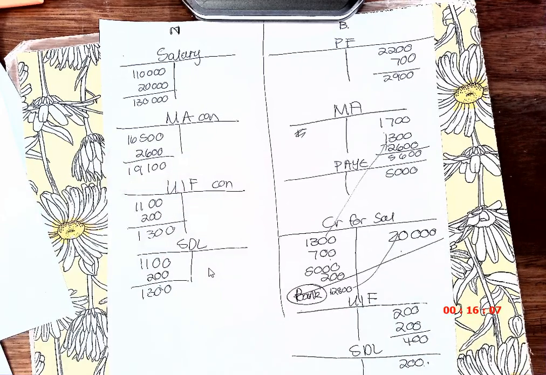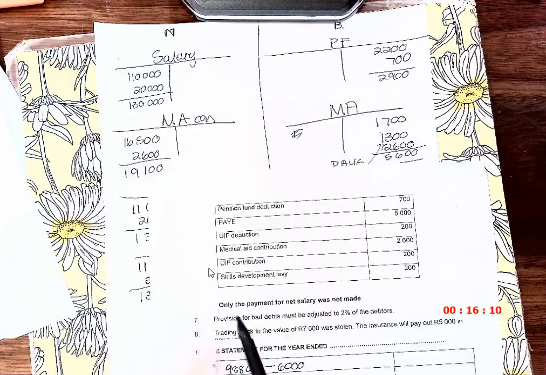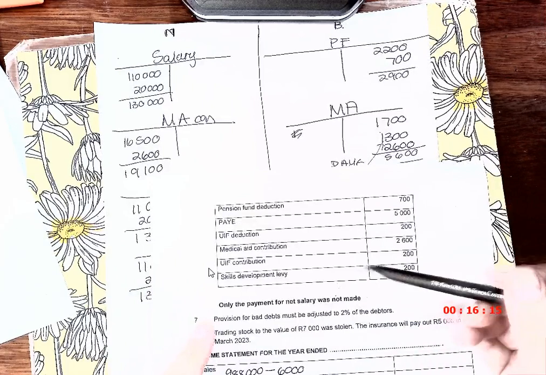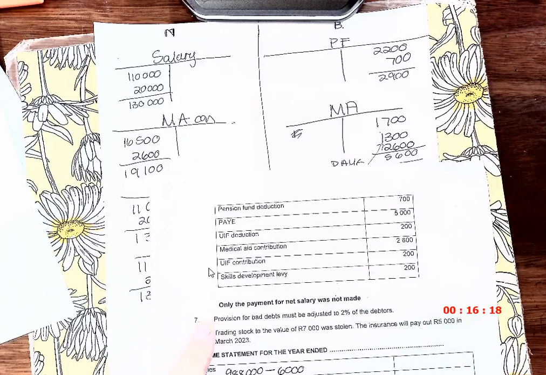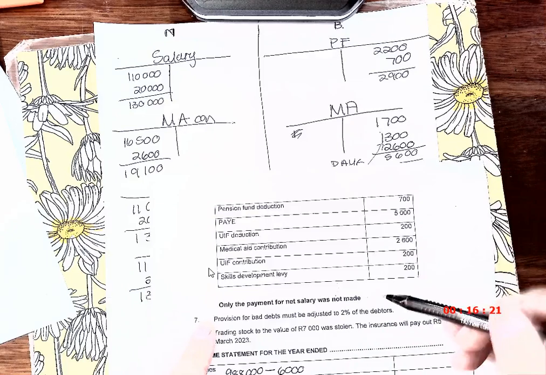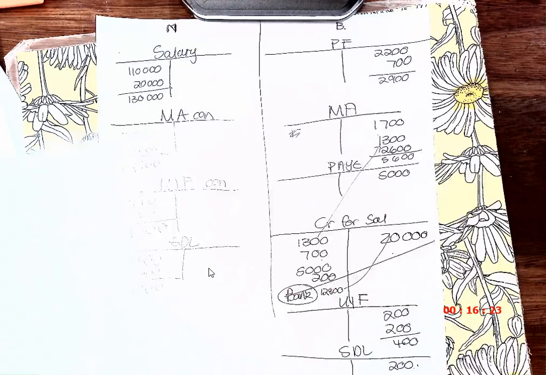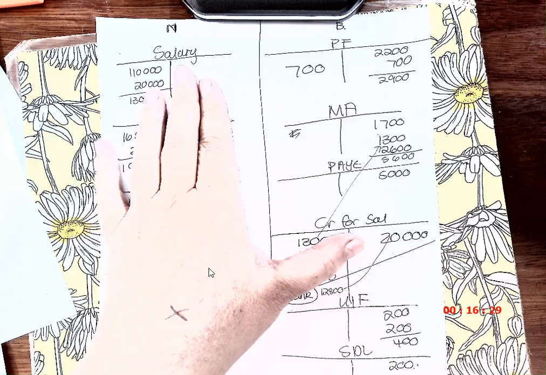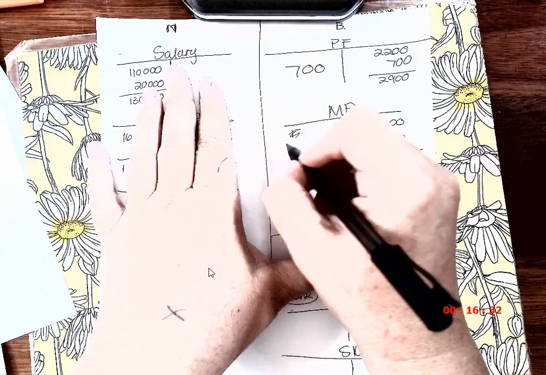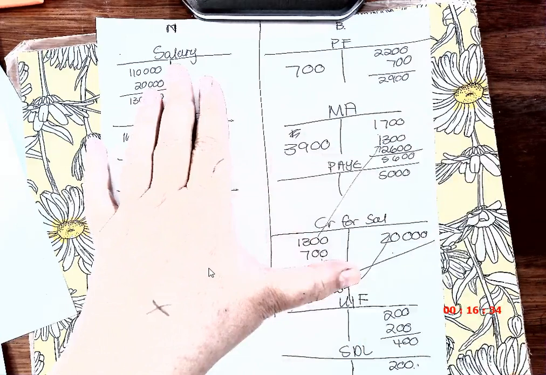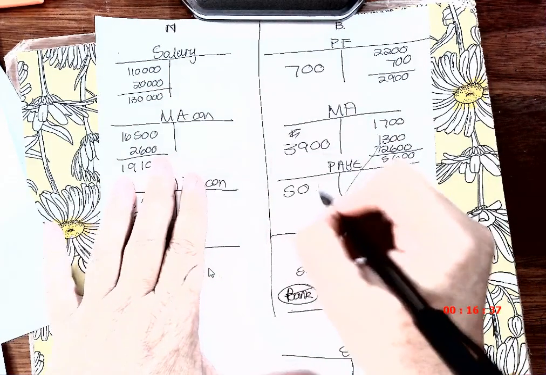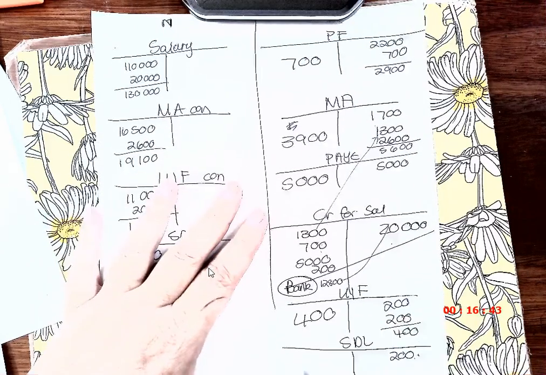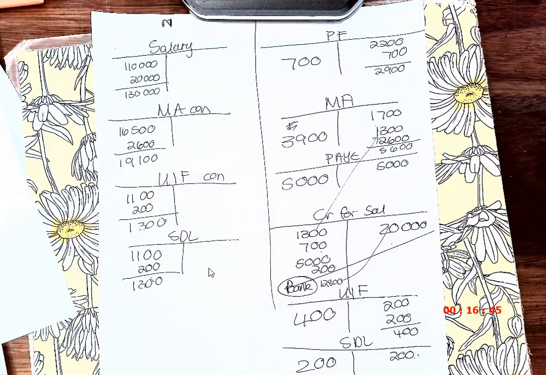But now they say, only the payment for net salary was not made. So from this block, not from the balances, they're not talking about the balances. From this block, everything was paid. Meaning, that 700 was paid. That 3.9 was paid. That 5 was paid, that 4 was paid, that 2 was paid. Can you guys see that? So what am I going to show in my books?